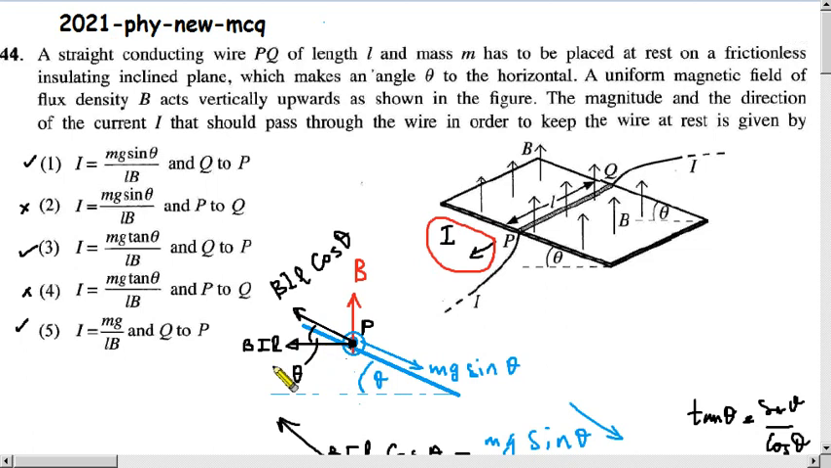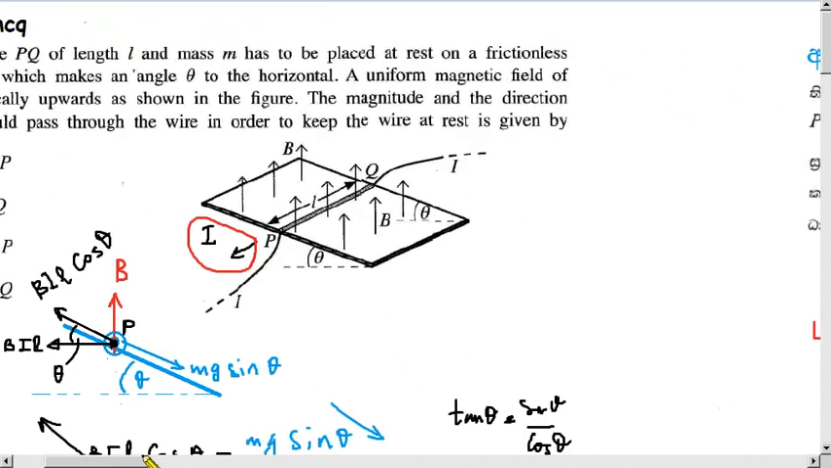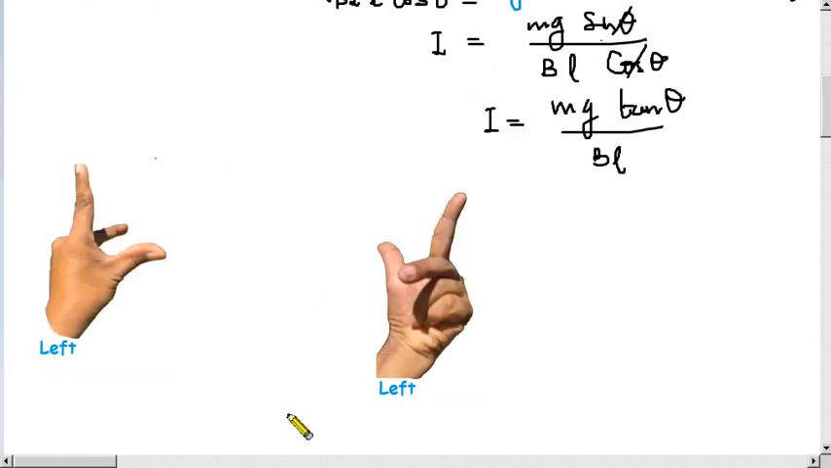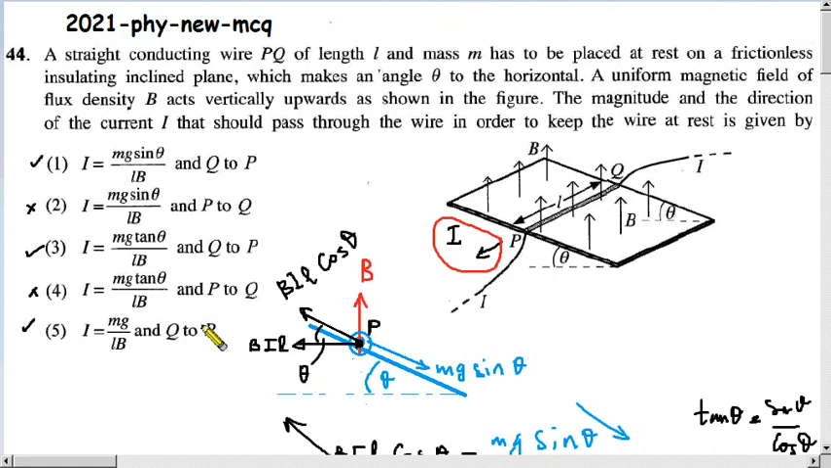So direction already we have chosen. What we got is mg tan theta divided by BL. So this one is the answer. This one previously we have chosen as correct. So now the magnitude is mg tan theta divided by LB. So finally the third one is the answer for this question.